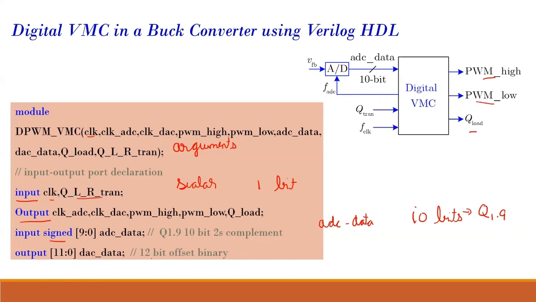Anyway, we are not using the DAC currently for voltage mode control. We don't require a DAC. We require a DAC for current mode control. So can anyone tell me why we require a DAC in current mode control? Because current control is analog, IL. Yes, IL. Exactly.